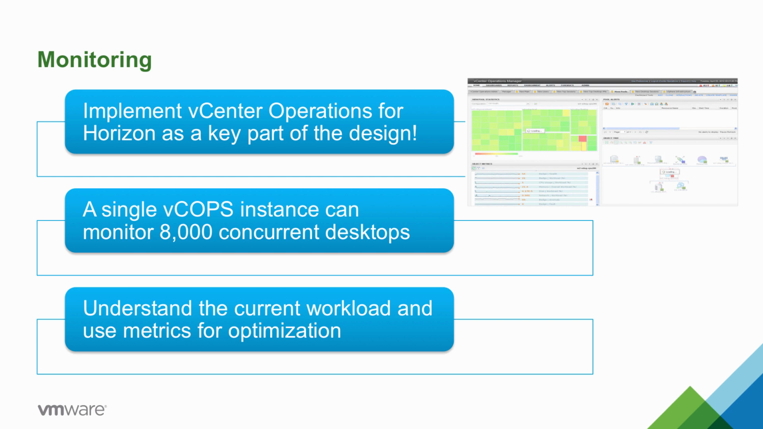Currently, a single vCOps instance can monitor 8,000 concurrent desktops, and this just helps us understand current workloads, and I can use those metrics for optimization. It also helps me troubleshoot problems back in time. So for example, if somebody was having a connectivity problem overnight, maybe an offshore worker, I can go back and look at those statistics overnight when I come in the morning. A lot of help desks use this as a heat map and a dashboard for what's going on with operations. A very important part of a successful Horizon deployment.